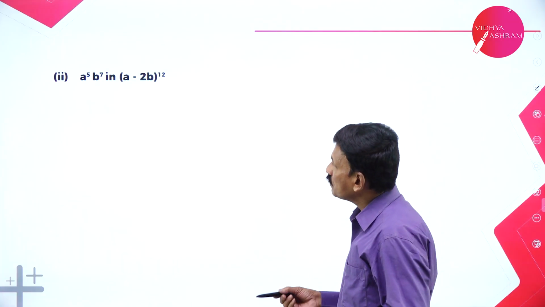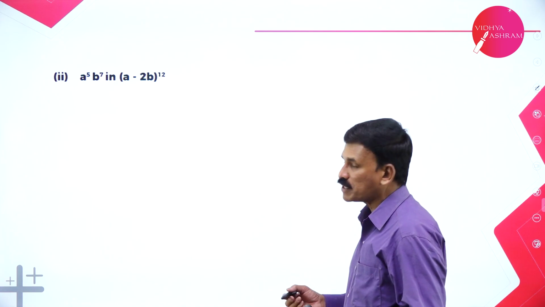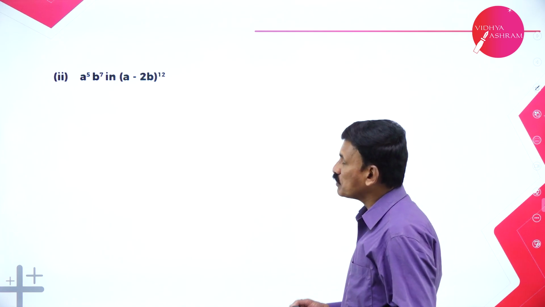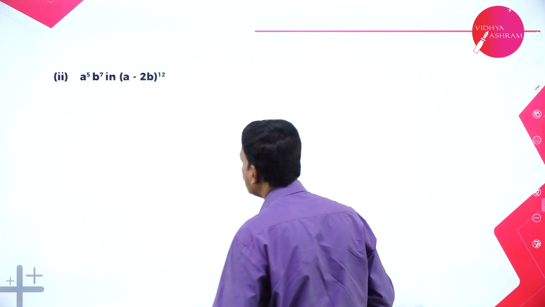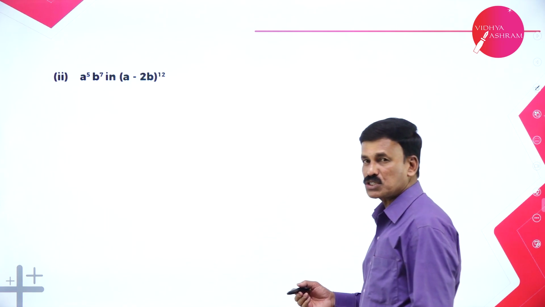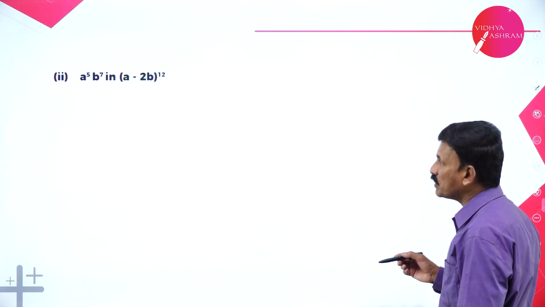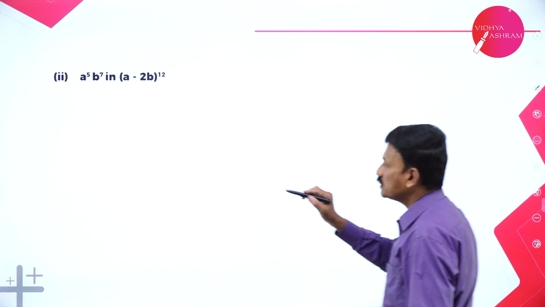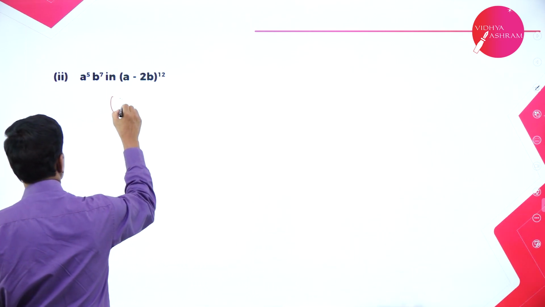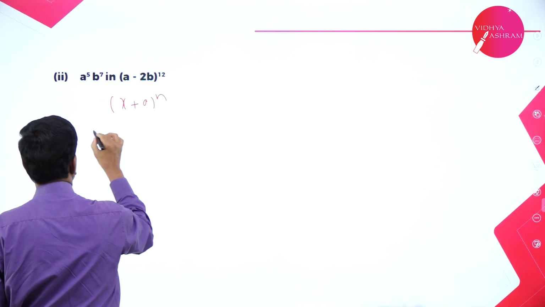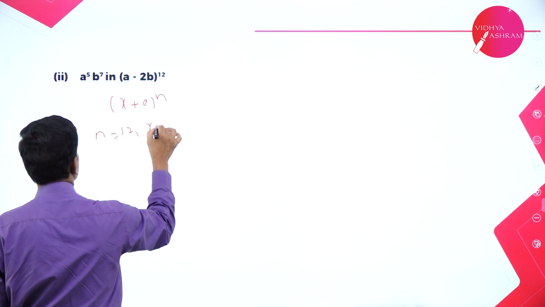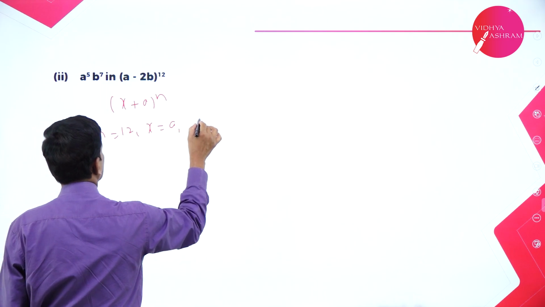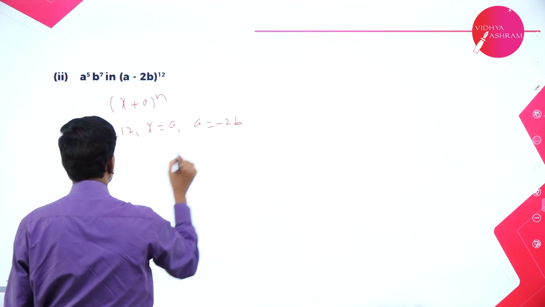Find the coefficient of a raised to 5, b raised to 7 in the expansion of (a minus 2b) to the power of 12. So what is given? (a minus 2b) whole to the power of 12. In that we are going to find the coefficient of a raised to 5 and b raised to 7. Now just comparing with (x plus a) to the power of n, what is n? n is equal to 12, x is equal to a, and a is equal to minus 2b.